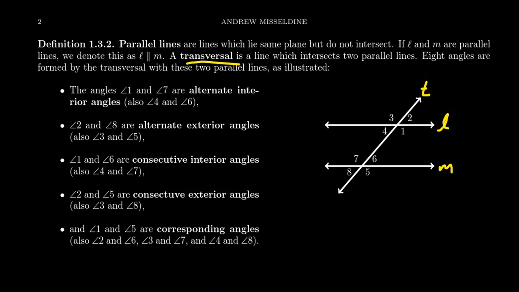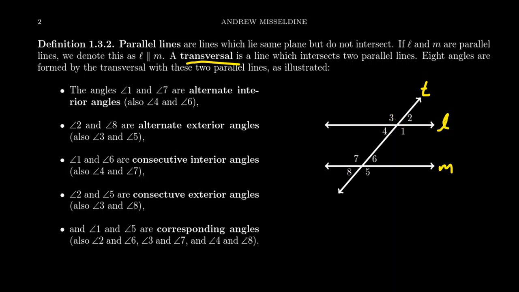If we take angles 1 and 6, we call those consecutive interior angles. Interior makes sense because it's inside of the parallel band. Consecutive here means they're right next to each other, on the same side of the line. Likewise, angles 4 and 7 are consecutive interior angles. By analogy, angles 2 and 5 are consecutive exterior angles because they're consecutive, meaning they're on the same side of the transversal. Exterior means they're outside of the parallel band. Likewise, 3 and 8 are consecutive exterior angles.